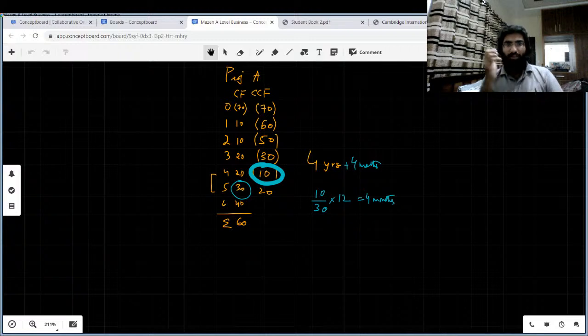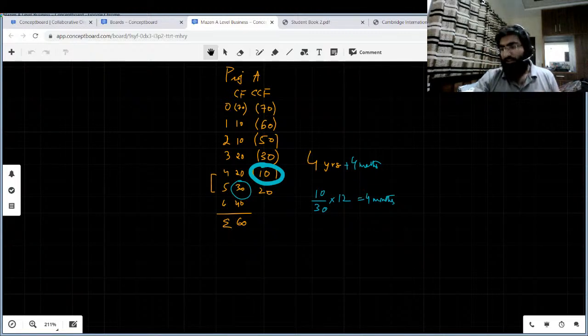So for this particular project, at the end of 4 years, 4 months, I would have got back all the money that I invested at the start of the project. Okay, so I will get all this money back. The way we use payback period is, we usually prefer the projects with shorter payback periods.